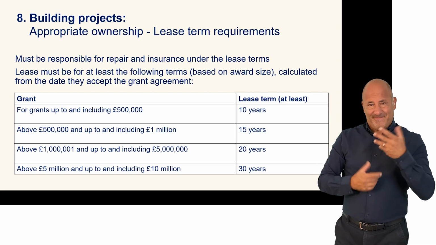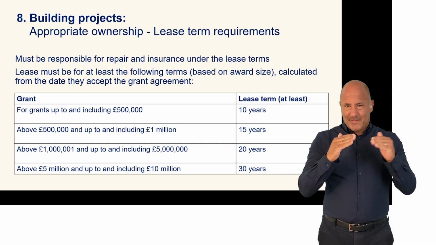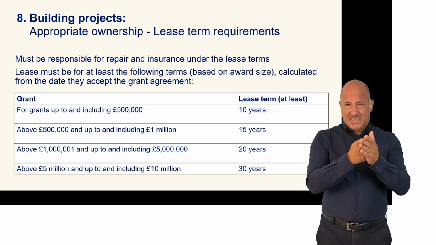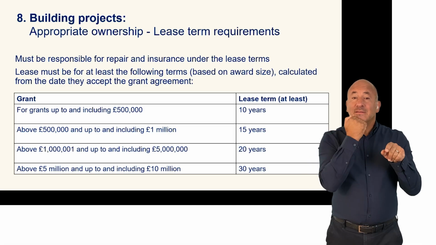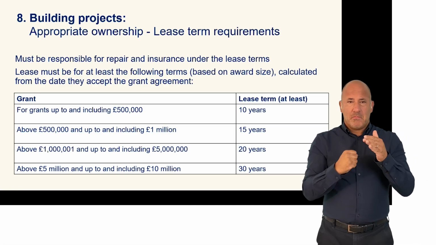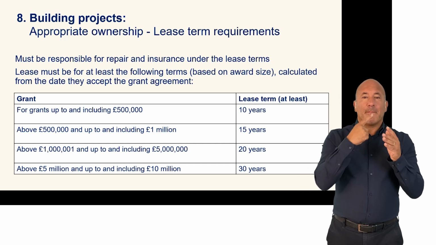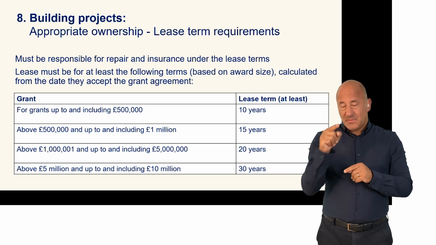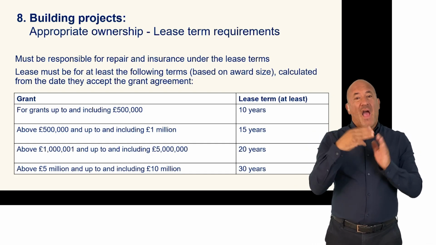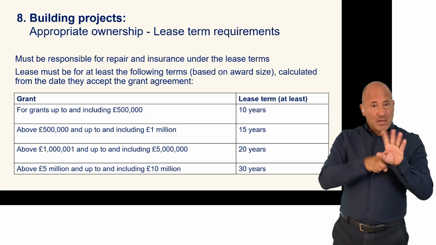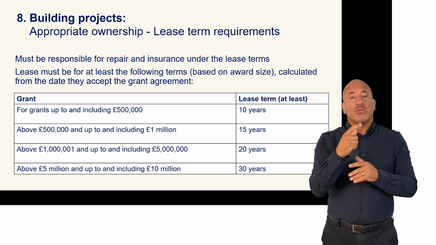This slide breaks down the requirements for ownership against the size of the grant being applied for. The lease must be for at least the following terms based on award size, calculated from the date they accept the grant agreement. For grants up to and including £500,000, it's 10 years. Above £500,000 and up to and including £1 million is 15 years. Above £1 million and up to and including £5 million is 20 years. And finally, above £5 million and up to and including £10 million is 30 years.